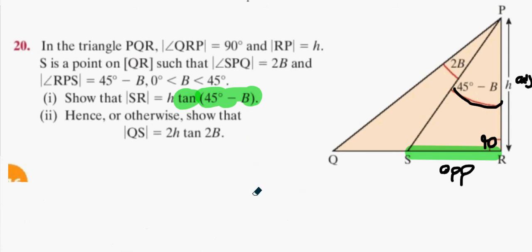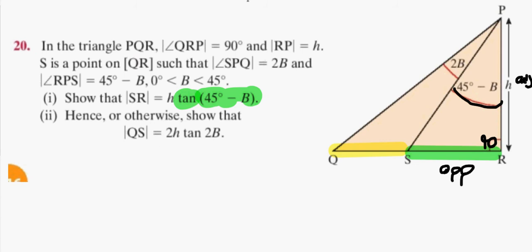QS, so which one's QS, lads? That's our target. Q to S is our target. And we want to show that QS equals 2H, what else? Tan 2B. Now, this is where you need almost like a targeting system.